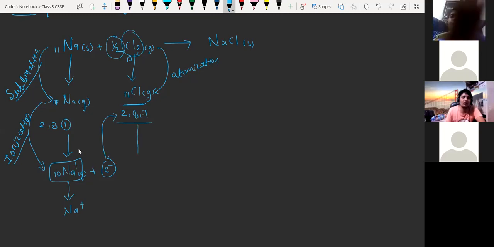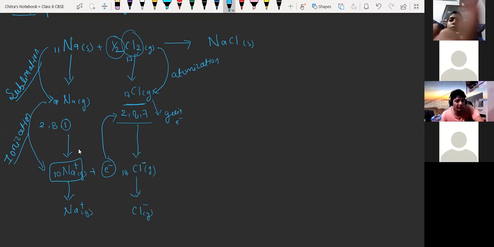So then chlorine will convert into the chlorine negative ion. How? By gain of electron. Chlorine gains the electron that was lost by the sodium, and then chlorine forms a negative ion. At that state, chlorine contains 18 electrons. Finally, it is again present in gaseous form. Here sodium ion is also present in gaseous form, and chlorine negative ion is in gaseous form. Now we have a positive ion and a negative ion.